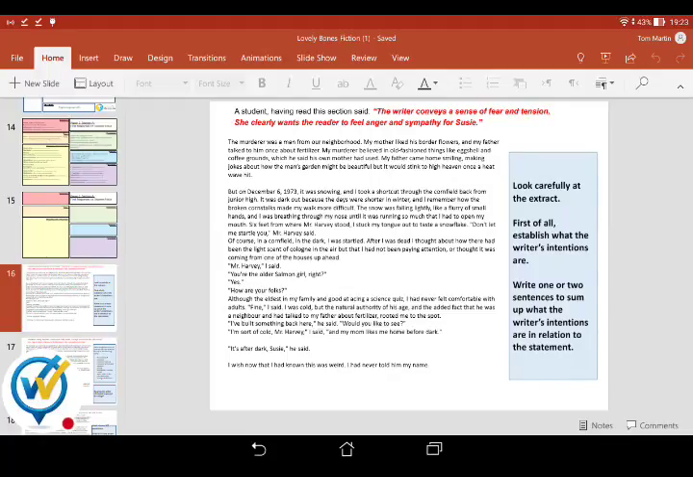So, for instance, even in our first paragraph here: the murderer is a man from our neighbourhood. My mother liked his border flowers and my father talked to him once about fertiliser. My murderer believed in old-fashioned things like eggshells and coffee grounds, which he said his own mother had used. My father came home smiling, making jokes that the man's garden might be beautiful, but it would stink to high heaven once a heat wave hit.